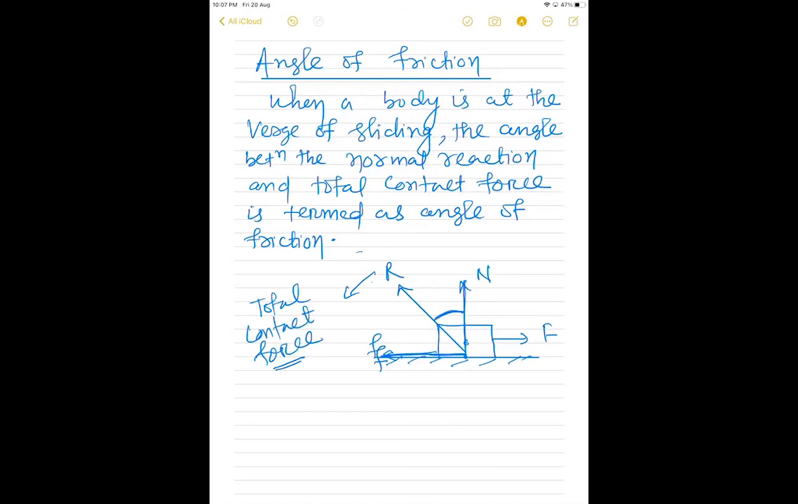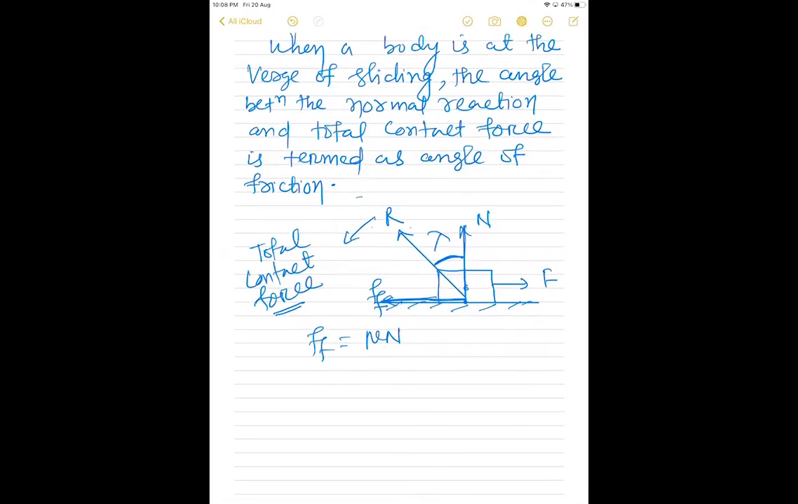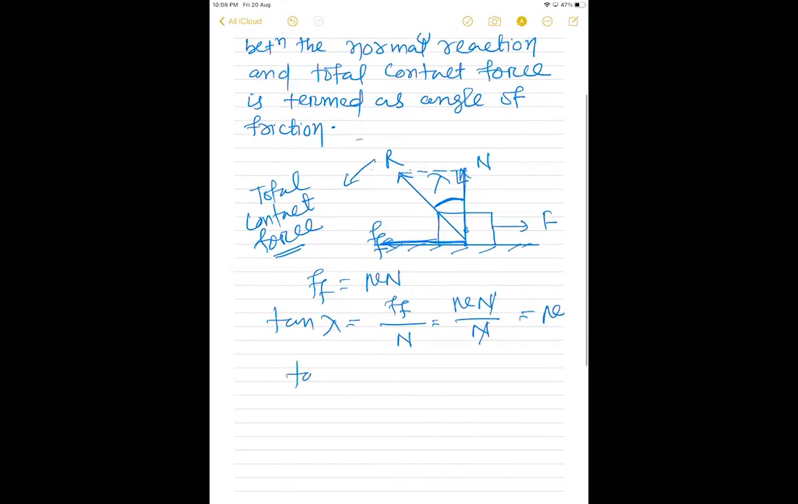And the angle between the normal and the total contact force is known as lambda. That is what? Angle of repose, right? And you know force of friction is equal to mu into N, correct? If I draw a perpendicular here, you can see tan lambda is equal to how much? This is force of friction, divided by the normal reaction. And force of friction is equal to mu into normal reaction, so the normal reaction cancels. So tan lambda is equal to how much?